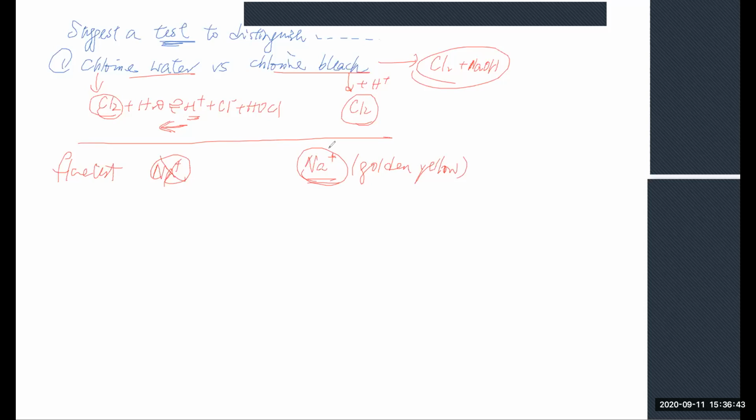Okay, it's one way. Any other easier method? Simple test. Have you ever tried using pH paper? pH paper. So what will happen if I use pH paper?